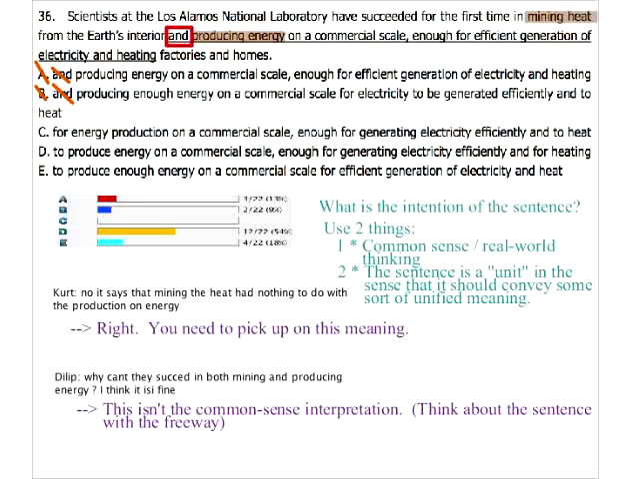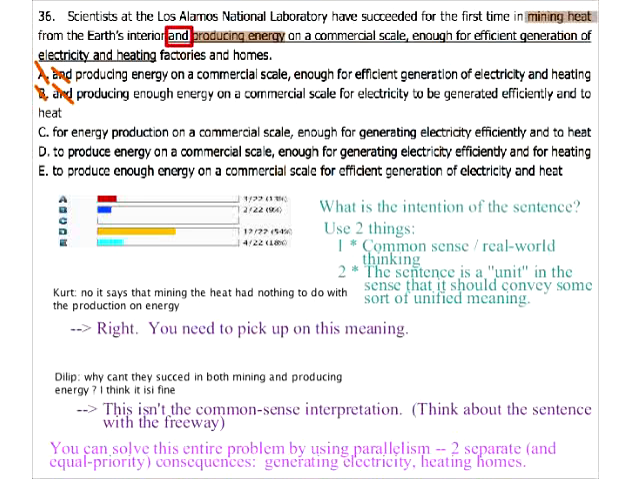I also want to note that you can actually solve this entire problem by the use of parallelism. So let's just quickly touch on that. You can solve this entire problem by using parallelism, because generating electricity and heating factories are parallel ideas. There are two separate and equal priority consequences, which are heating and generating electricity and heating homes. So those need to be parallel.